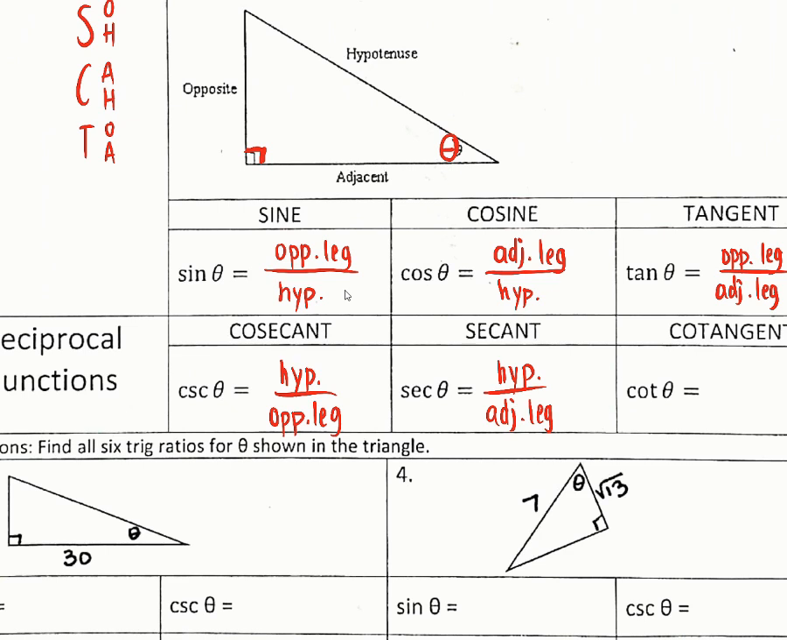And then the one that makes the most sense is cotangent. So if tangent is opposite over adjacent, what's cotangent? Adjacent over opposite.